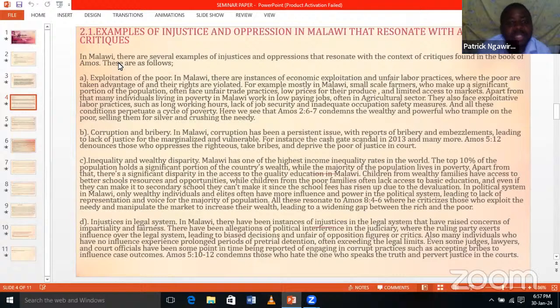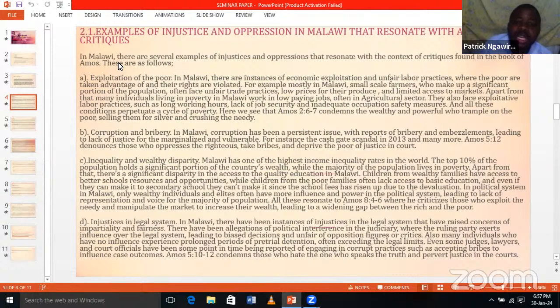their rights are violated. For example, in Malawi, small-scale farmers who make up a significant portion of the population often face unfair trade practices, low prices for their produce, and limited access to markets. Apart from that, many individuals living in poverty in Malawi work in low-paying jobs, often in the agricultural sector. They also face exploitative labor practices, such as long working hours, lack of job security, and inadequate occupational safety measures. All these conditions perpetuate a cycle of poverty.